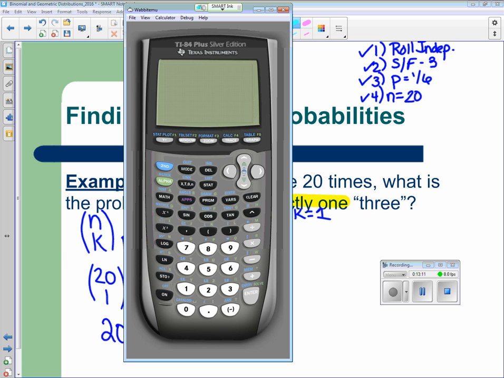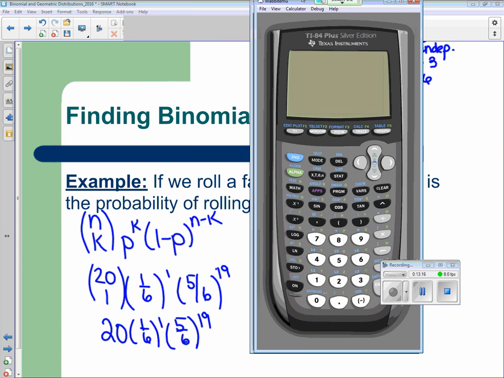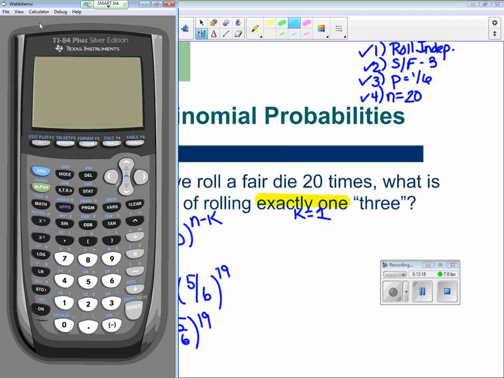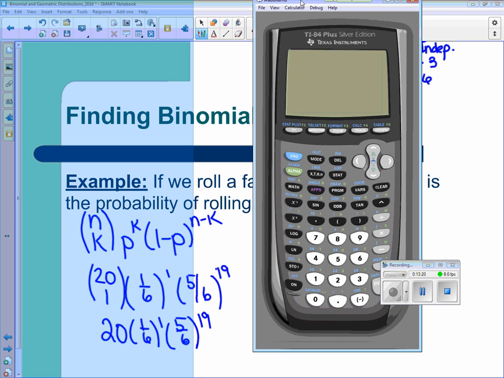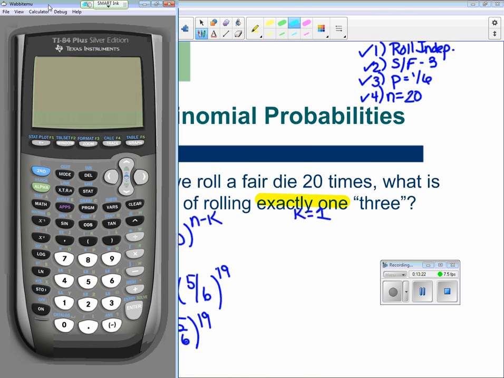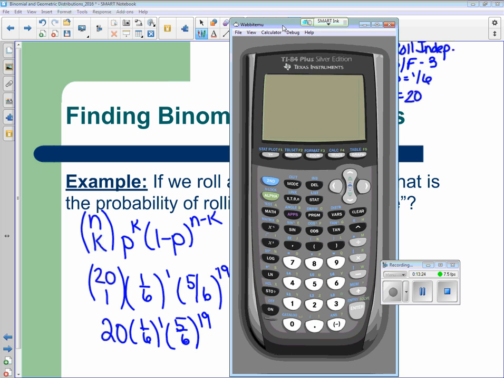So let's try it. Maybe move it out of the way. There we go. Or not. Come over here. It doesn't want to. Okay, enough.